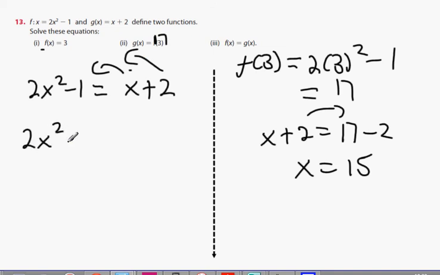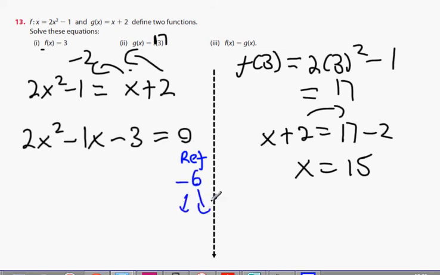2x squared minus 1x minus 1 minus 2? Minus 3. What type of question is this? You've seen enough of them. Reference number. 2 by 3 minus 3? Minus 6. Break up minus 6 into two numbers. What two numbers multiply to give you minus 6, but yet they add to give you minus 1? 3 and 2. Conrad. Which one's minus, which one's positive?